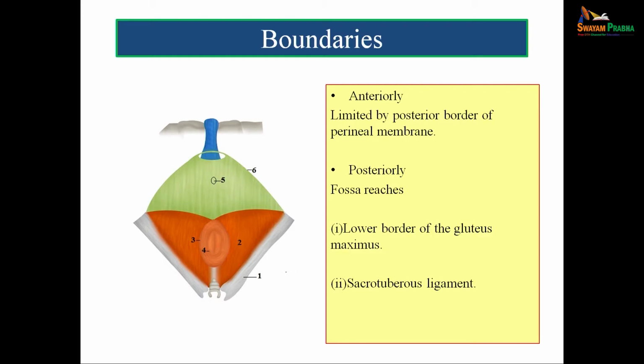If we look at the posterior boundary of the ischiorectal fossa, posteriorly the fossa reaches the lower border of gluteus maximus, and the sacrotuberous ligament is also forming the posterior boundary of the ischiorectal or ischioanal fossa. Now, the sacrotuberous ligament in this particular figure is marked by 1. So, the posterior margin of the green colored portion in the figure and 1 represent the anterior and posterior demarcations of the ischioanal fossa.